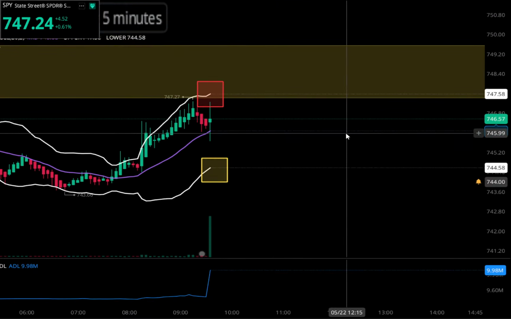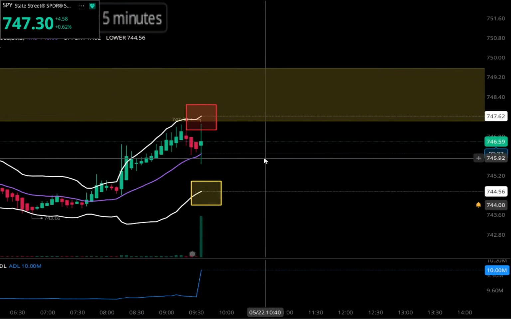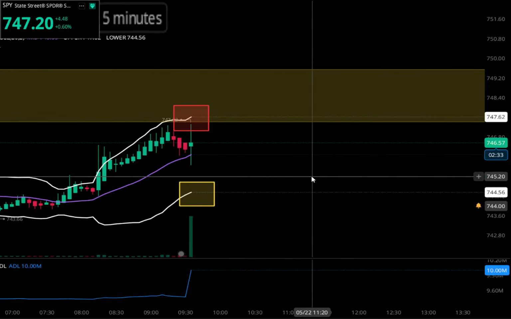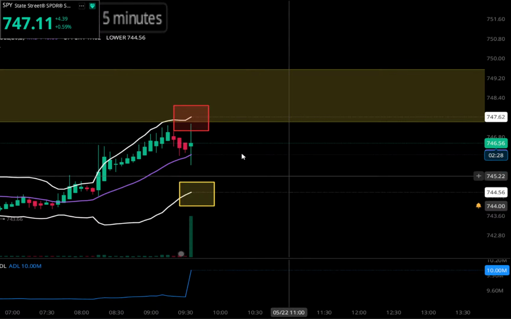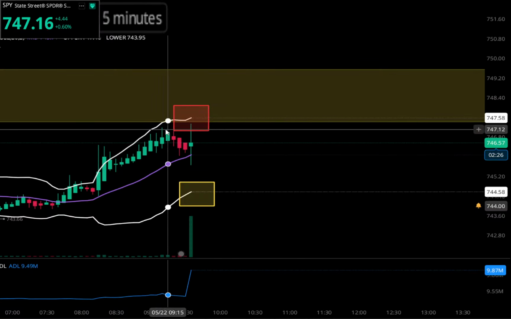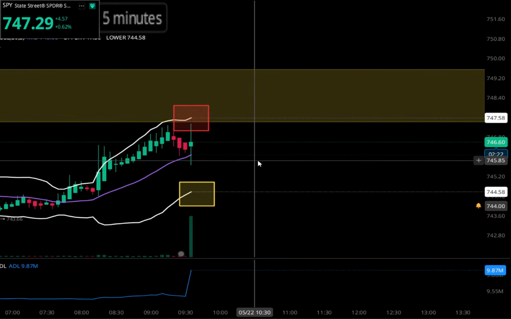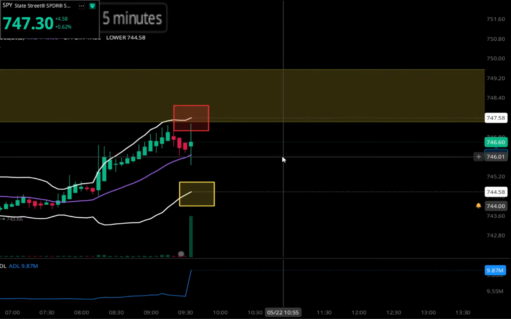I just want everybody to watch and see exactly how I take these trades. So we're looking for our upper Bollinger push here. We have a small cup forming, which is telling us that very likely we're going to hit that level. The upper Bollinger is currently at 747.58, so we're looking for price above that level.